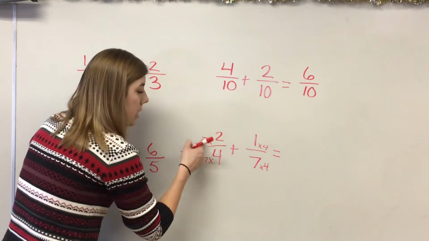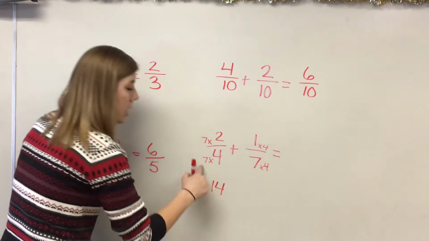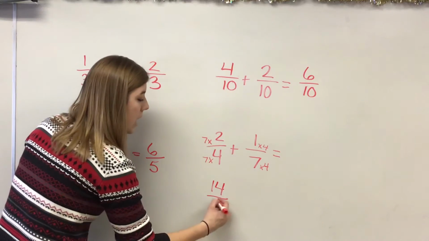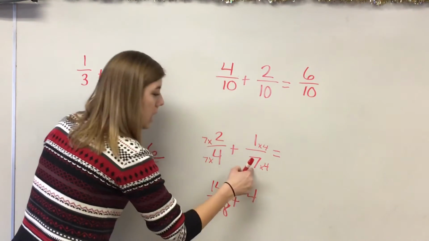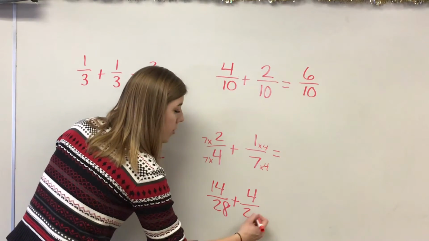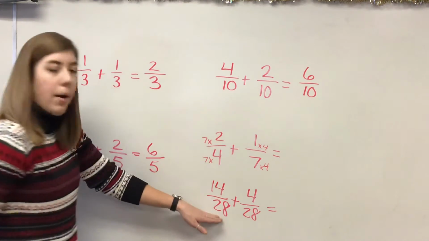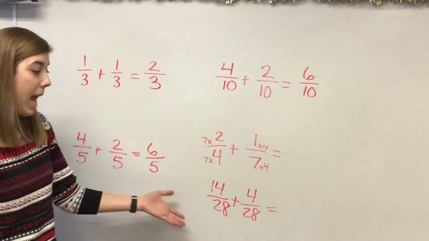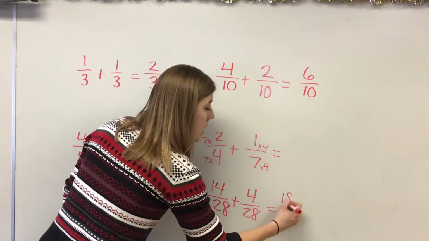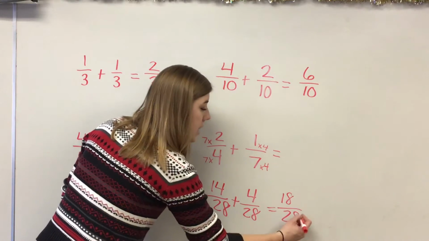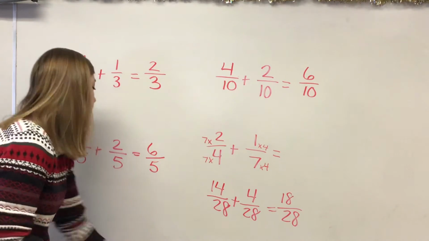Now when I solve it, 7 times 2, I get 14. 7 times 4, 28. Plus 1 times 4 is 4. 7 times 4 is 28. Do you see how both of my fractions now have a 28 for the denominator? So I can add them just like we've been doing this whole time. 14 plus 4 is 18. Denominator stays the same. Let's try one more of those.